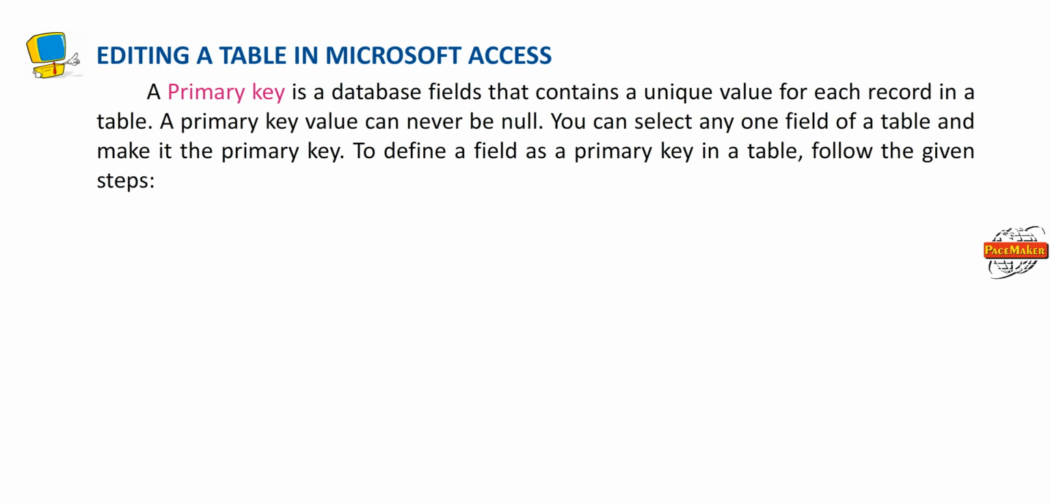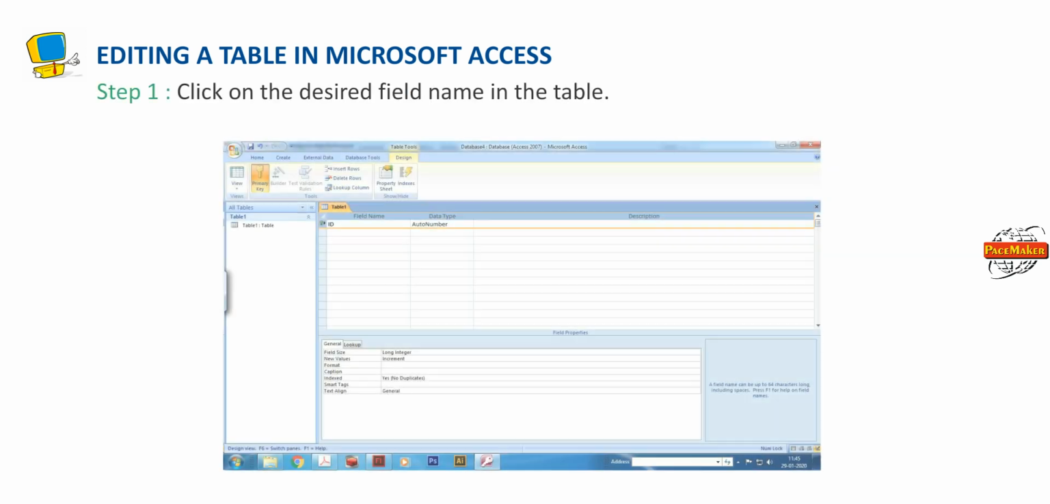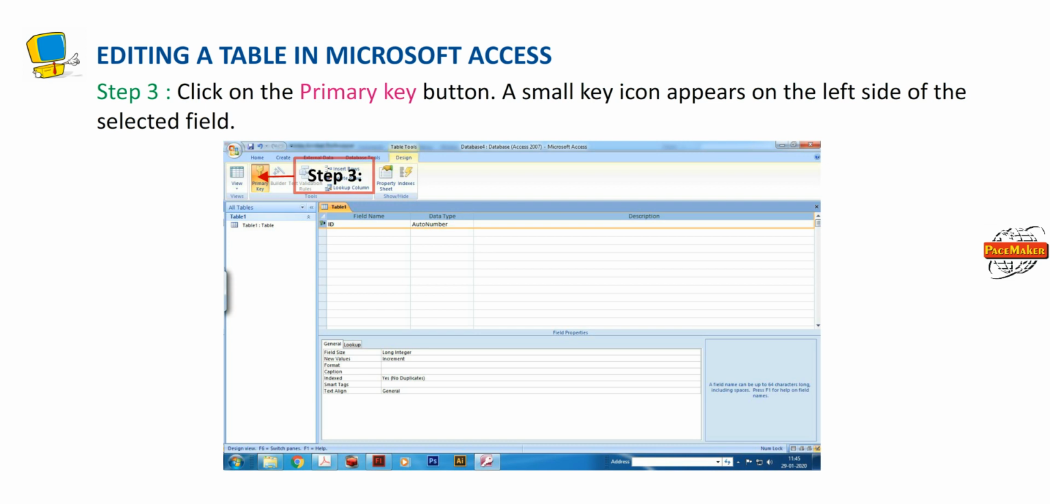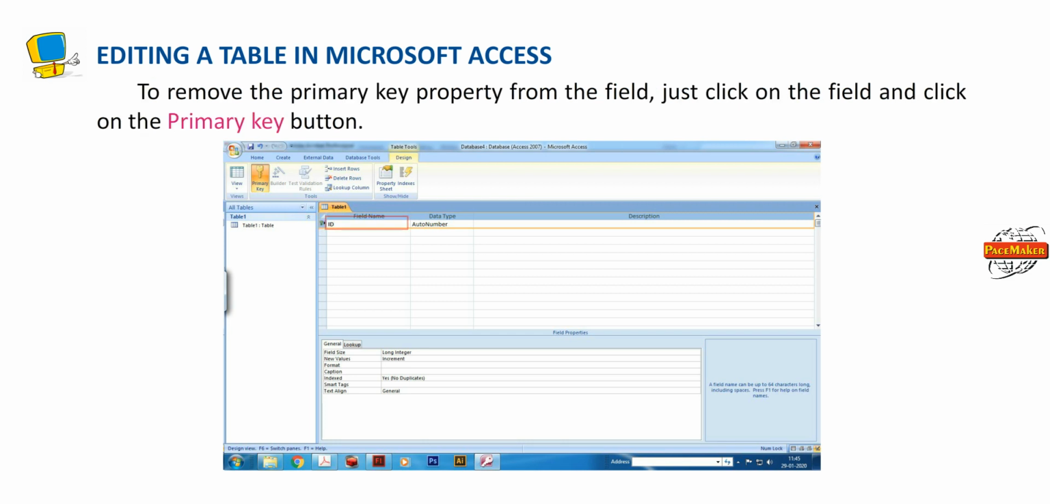To define a field as a primary key in a table, follow these steps. First, click on the desired field name in the table. Then click on the Design tab. In Step 3, click on the Primary Key button. A small key icon appears on the left side of the selected field. To remove the primary key property from the field, just click on the field and click on the Primary Key button.